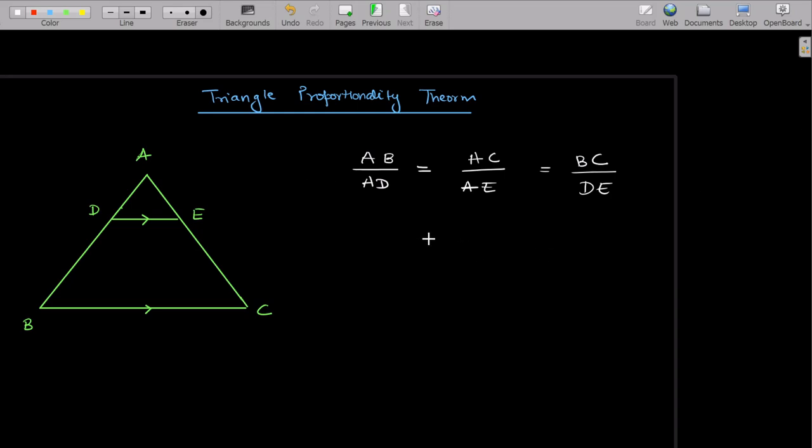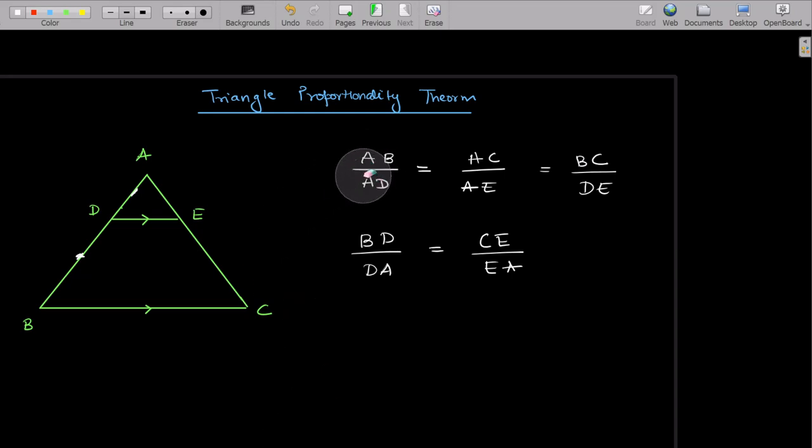Now, a lot of other ratios will also be true. See this ratio BD over DA will be equal to, can you guess? BD over DA will be equal to CE over EA. Yes. And now another one.